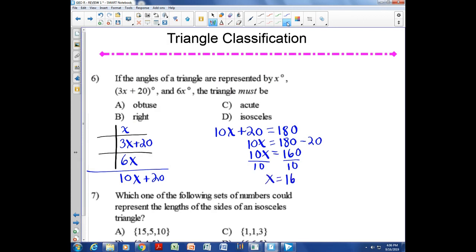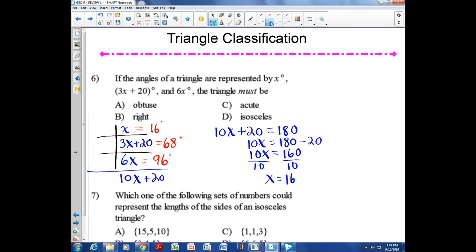Now, that's only part 1 of this problem. Again, I can't classify this triangle until I know what all 3 angles are. So now I'm going to substitute them back into the representations to figure out what each one is. The first one is x, which is 16 degrees. The second angle is going to be 3 times 16, which is 48, plus 20, which will be 68 degrees. Once you know 2, you can just add them up and subtract from 180, or you can just multiply 6 times 16, which is going to be 96 degrees.